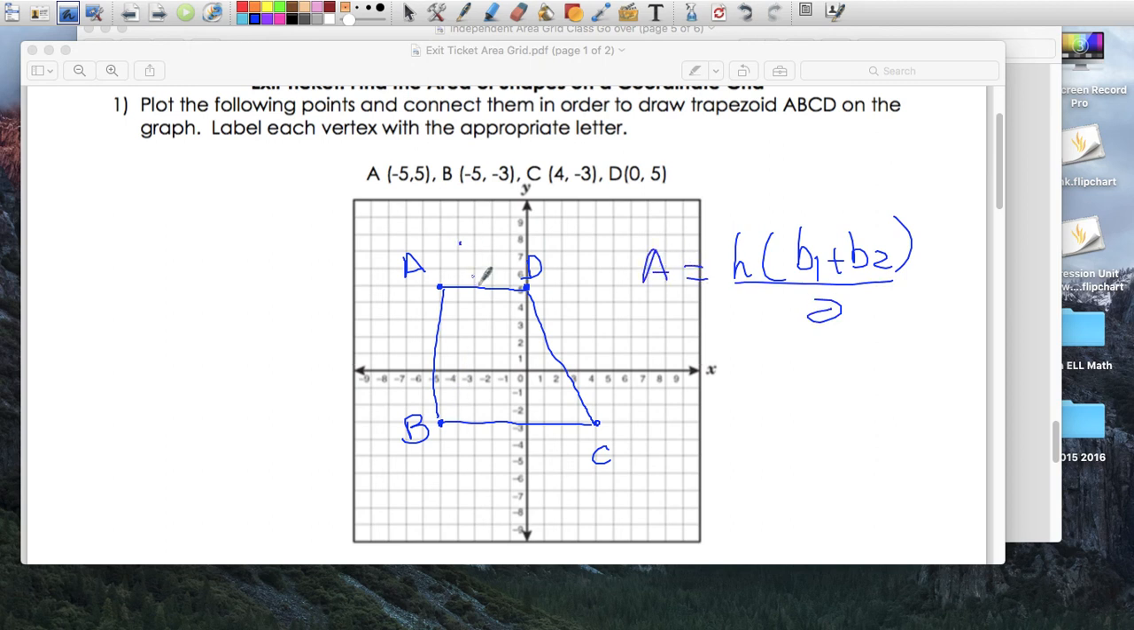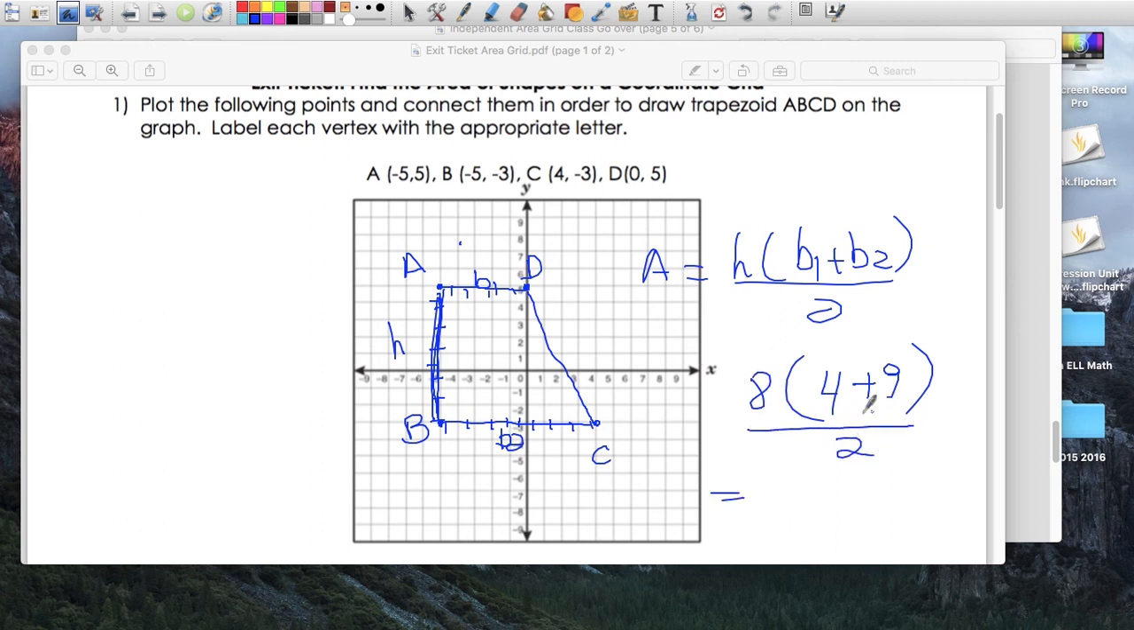So let's find, here's my B1, right? Here's my B2, and my height, this is a straight line, right? That would be my height. So B1 is going to be 1, 2, 3, 4. B2 is going to be 1, 2, 3, 4, 5, 6, 7, 8, 9. My height is going to be 1, 2, 3, 4, 5, 6, 7, 8. And we're going to divide all that by 2.